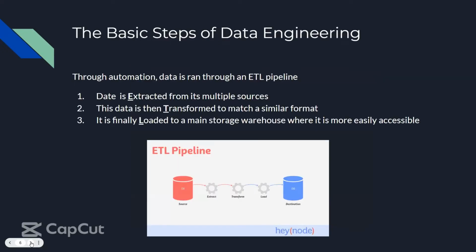This data is set up by data engineers to be available for analysis across differing data infrastructures within an organization. Now, let's go over the brief set of steps of how this is accomplished. First, through automation, data is run through an ETL pipeline. But what does this mean? Data is extracted from its multiple sources. Then this data is transformed to match a similar format, making the data uniform with each other. And finally, it is loaded to a main storage warehouse where it is more easily accessible.